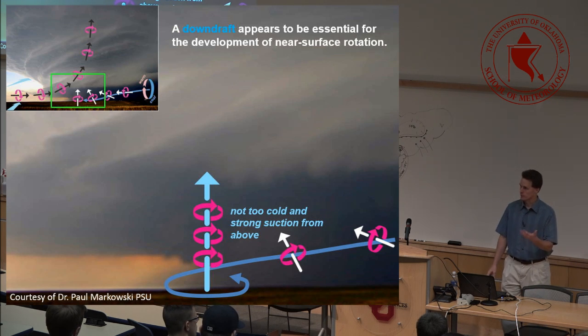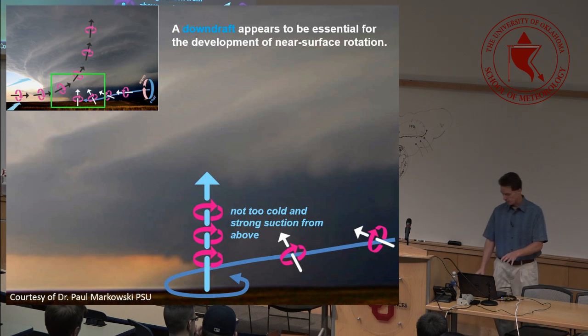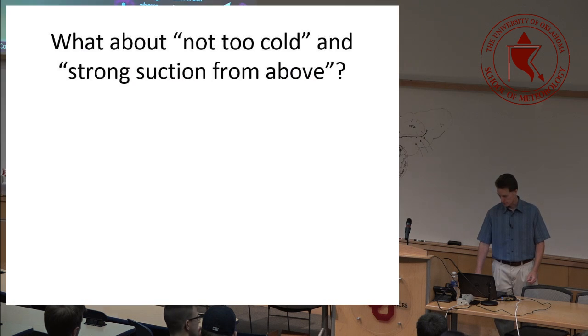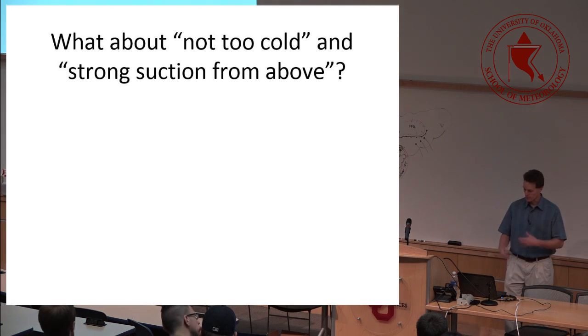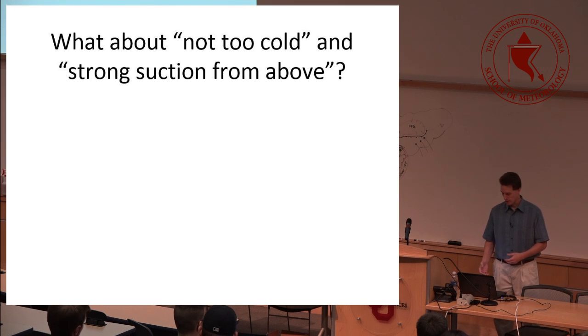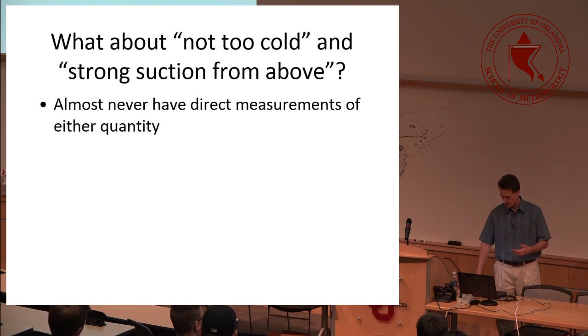That is where storm relative helicity comes in. The more horizontal vorticity you have closer to the ground, and it can't even be related to the forward flank itself, the stronger the storm rotates closer to the ground, the more favorable it is for the stretching term in the vorticity equation. Okay, so Paul's illustration talked about air that's not too cold in the low levels and there's strong suction from above. I just mentioned that one.